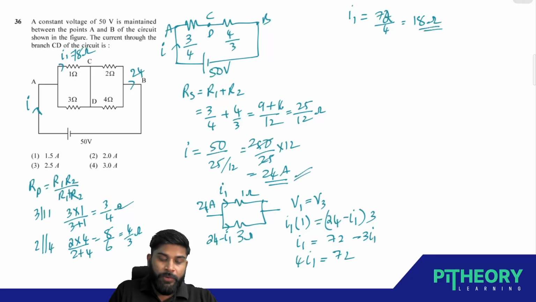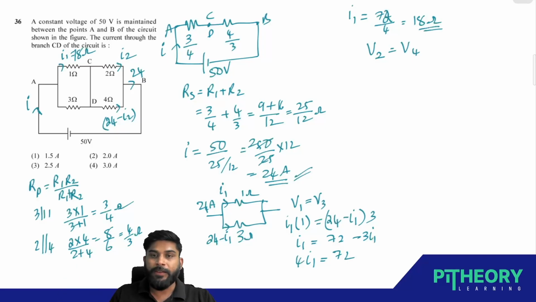So again, we do the same thing here. Let's take the current here as I2. So the current here will obviously be 24 minus I2. We apply the same thing here: the potential across the 2 ohm will be equal to the potential across the 4 ohm. Across the 2 ohm resistor, you can write the current through it, I2, into its resistance, which is 2 ohm. That will be equal to (24 minus I2) into 4 ohm.